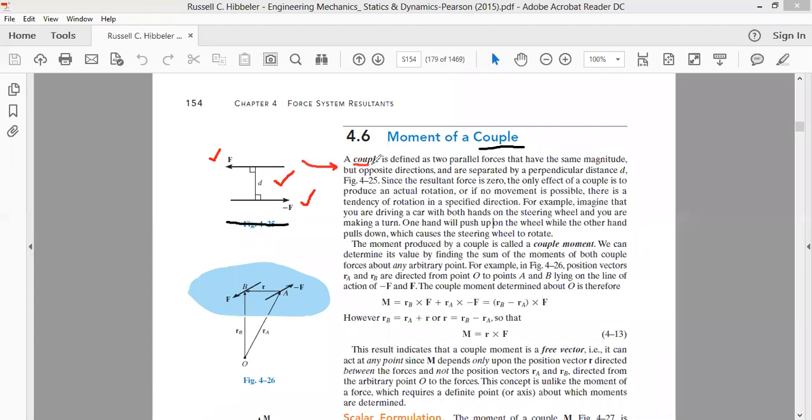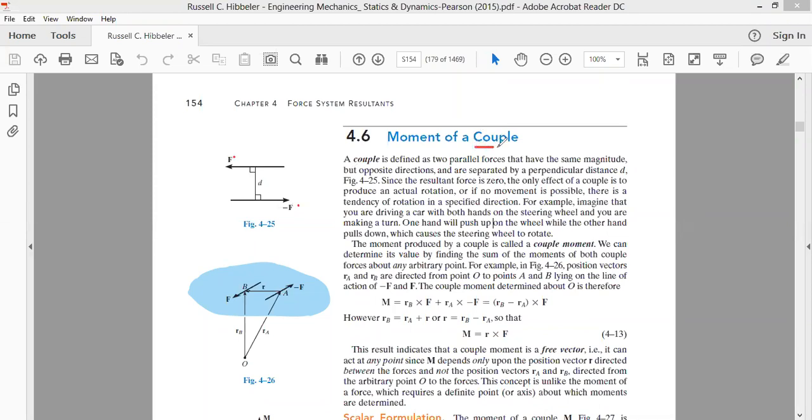So this is what is written here. As far as the couple is concerned, two parallel forces that have the same magnitude but opposite direction and are separated by a perpendicular distance is called a couple. For example, look at this diagram. In this figure, we have two equal forces, force F and force F. The magnitude of the two forces is the same, but they are acting in opposite directions. And in between the two forces, there is some perpendicular distance. So two equal and opposite forces having a perpendicular distance between them constitute a couple.